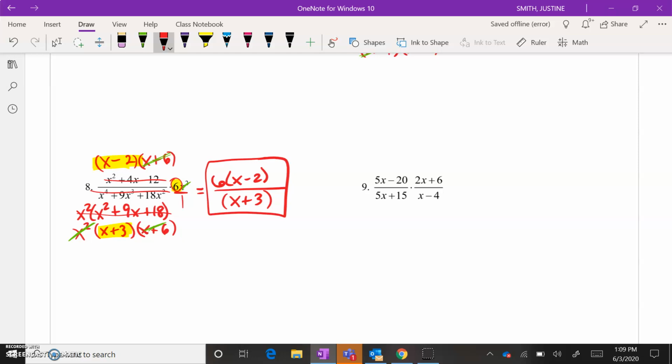All right, number 9. So we're going to factor again. So we're going to take out a 5 and get x minus 4. On the bottom, take out a 5 to get x plus 3. Take out a 2 to get x plus 3. And we can't do anything to that one. Okay, so now we are going to cross out our x plus 3, x minus 4, x minus 4. Oh, this is a good one. 5, 5. So all we're left with is this nice little 2. Okay, so your answer is just 2.